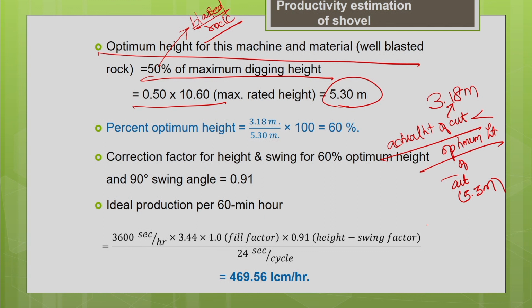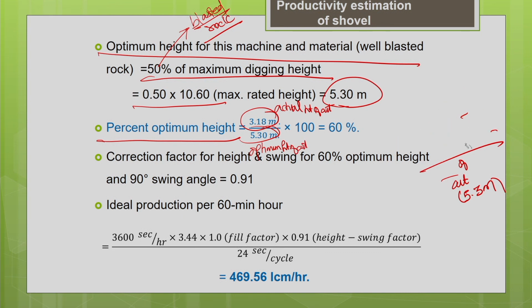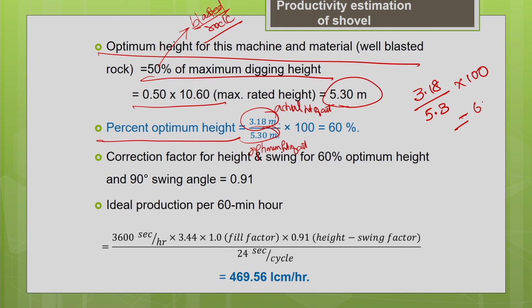For that I need to estimate the percentage optimum height. So, how do you calculate the percentage optimum height? 3.18 meter is your actual height of cut and 5.3 is your optimum height of cut. So, now find the percentage: 3.18 divided by 5.3 into 100 will give you 60%. Okay, the optimum height of cut percentage is 60%. Obviously, this will have an effect on the productivity of the shovel.